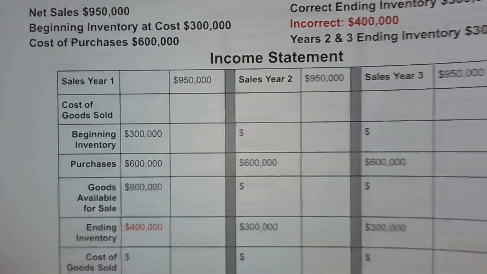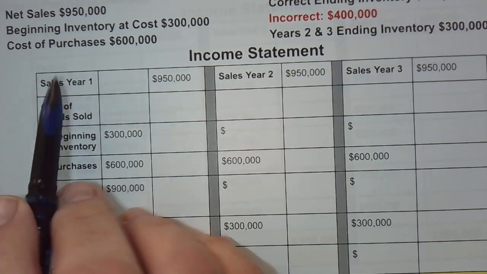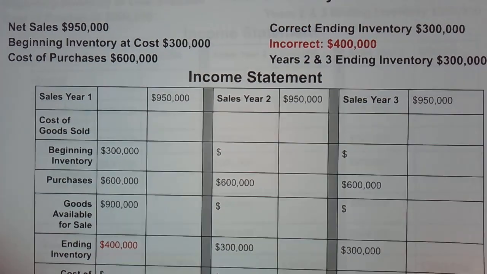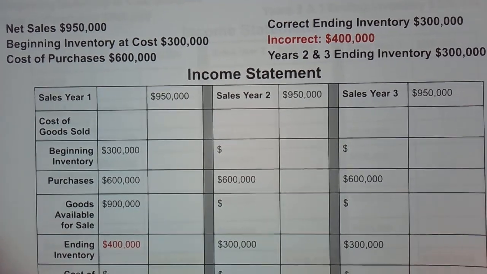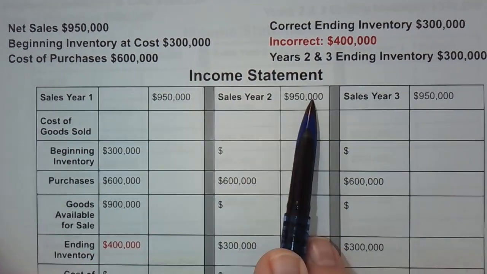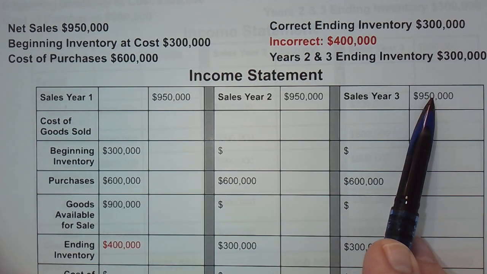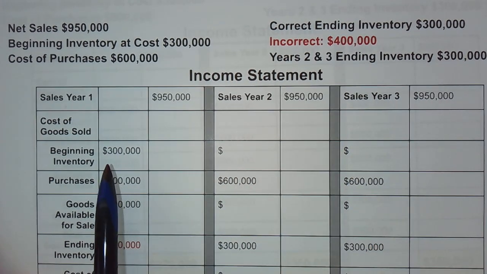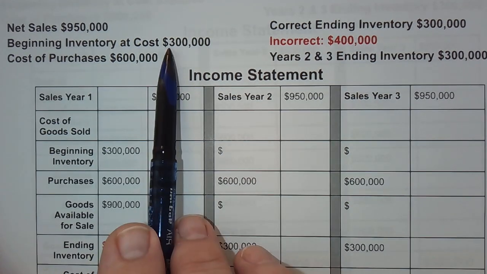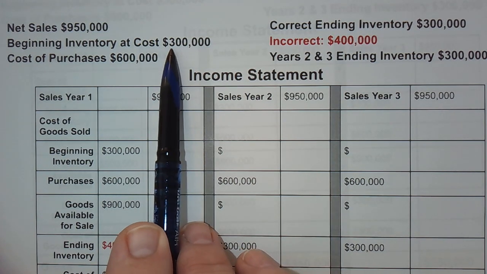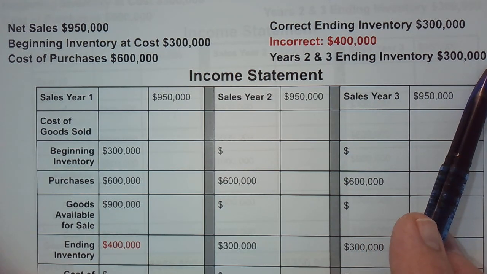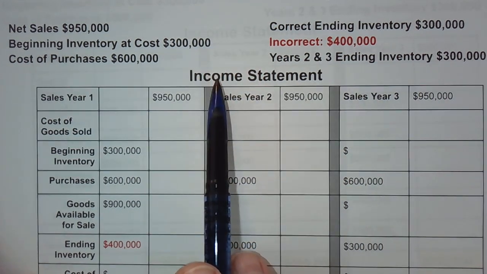We have net sales in year one of $950,000. Now, to make things clearer and to make it where we only have one variable in play, I'm going to say that each of our 3 years we have the exact same net sales. And for each year, if it's actually true, we would have a beginning inventory of $300,000 and an ending inventory of $300,000 for each of those years, with net sales of $950,000.